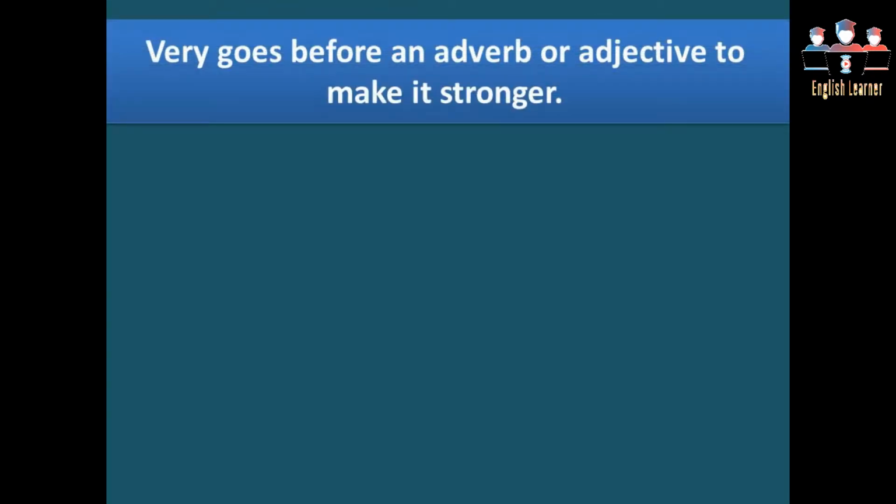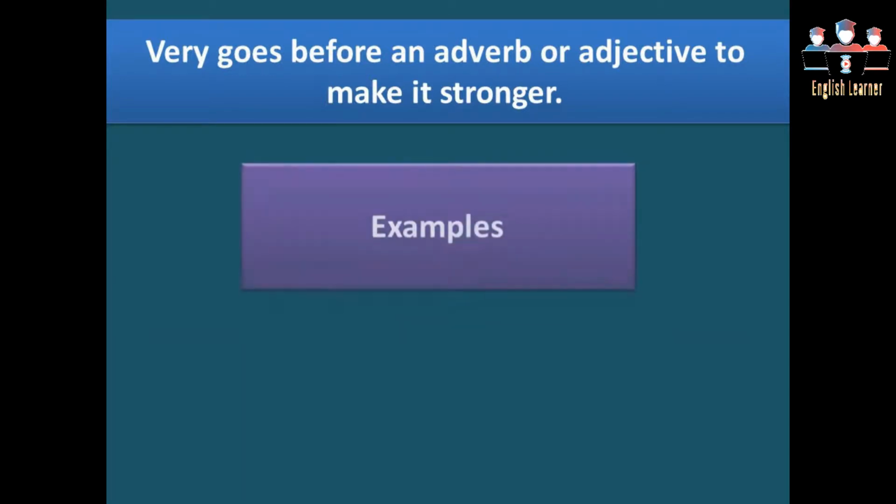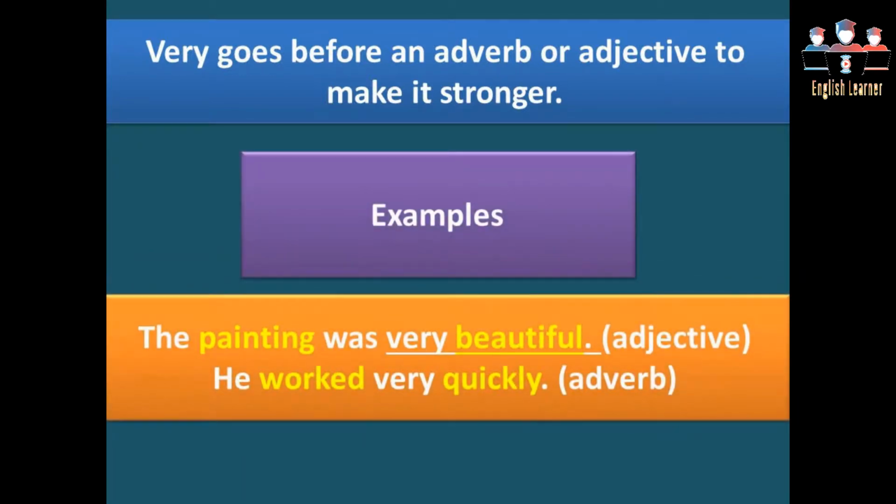Next is "very". It goes before an adverb or adjective to make it stronger. It means whenever we have to make an adverb or adjective stronger, we use very with it. Let's see examples. The painting was very beautiful. Now in this example, beautiful is an adjective and very is strengthening the meaning of the adjective here, whereas beautiful is also referring to the noun, which is painting.